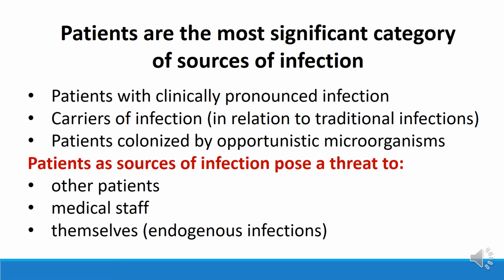Patients are the most significant category of source of infection: patients with clinical manifestations, first of all, carriers of infection, and patients colonized by opportunistic microorganisms. Patients as a source of infection pose a threat to other patients, of course, to medical staff, and to themselves, for example, endogenous infections.